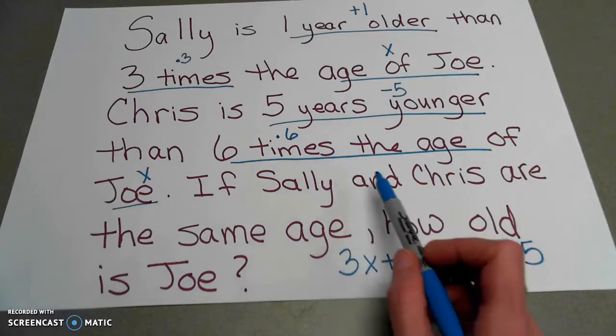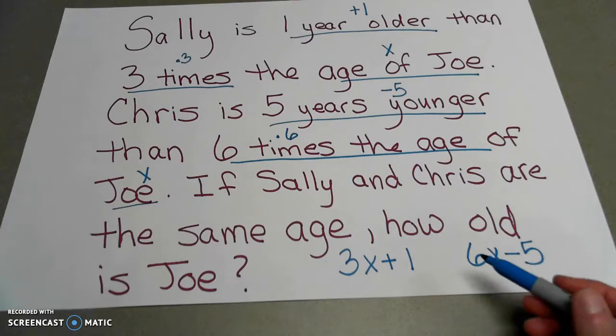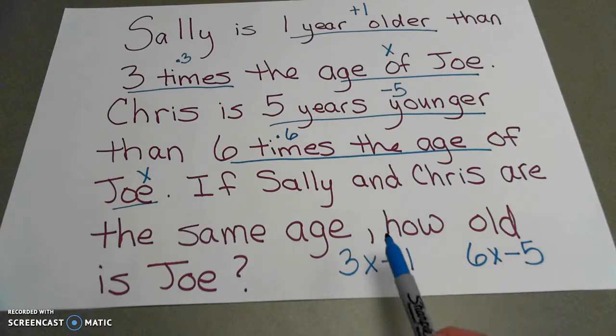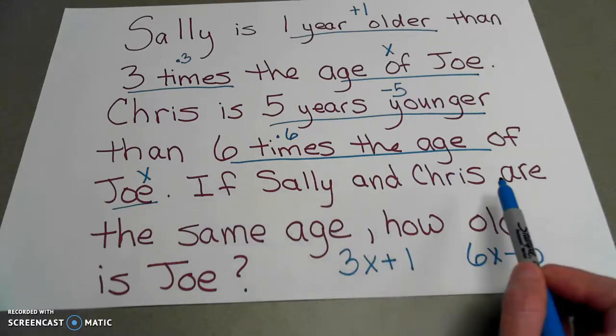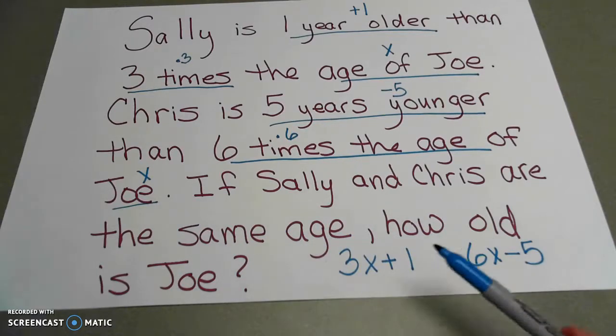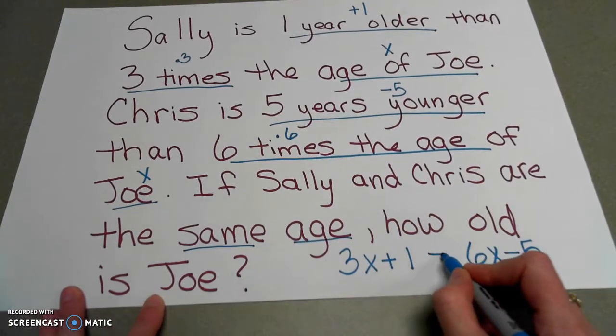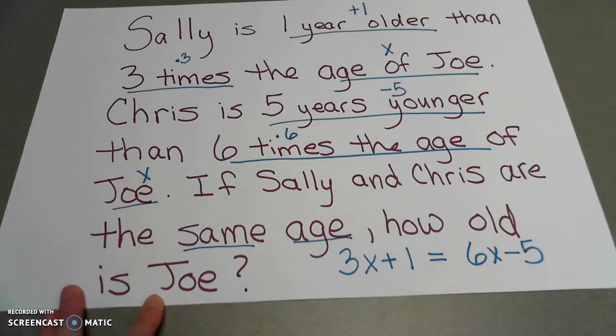We're taking it away. So then we have to figure out, is this an equality or an inequality? Well, let's go check the question. It says, if Sally and Chris are the same age, how old is Joe? Here's your key, same age. So these should be equal.